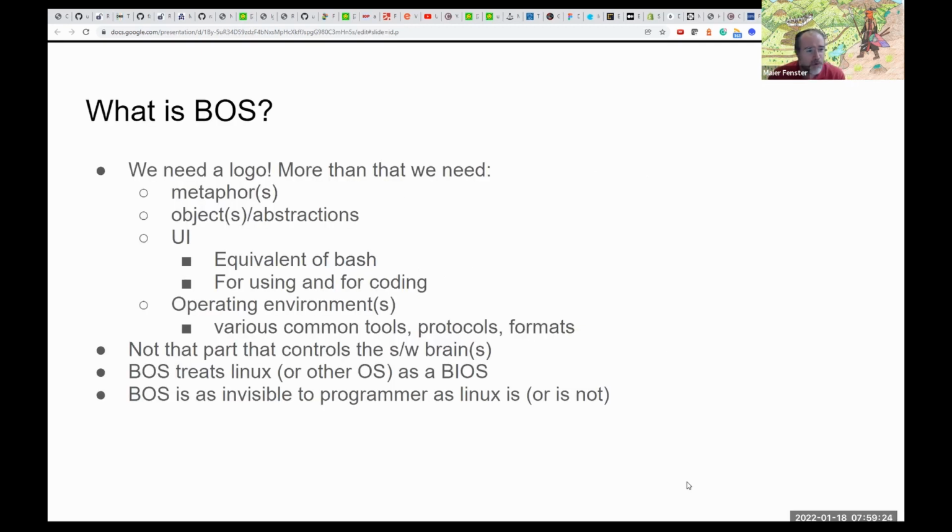Okay, so what is BOS? We're not quite sure yet, except that we call it an operating system for rovers. And obviously we don't have a logo, so we need a logo. But more practically, we need to talk about metaphors. Most systems have human understandable metaphors, like a desktop or file system or streams. And I don't think we have any metaphors defined for BOS.